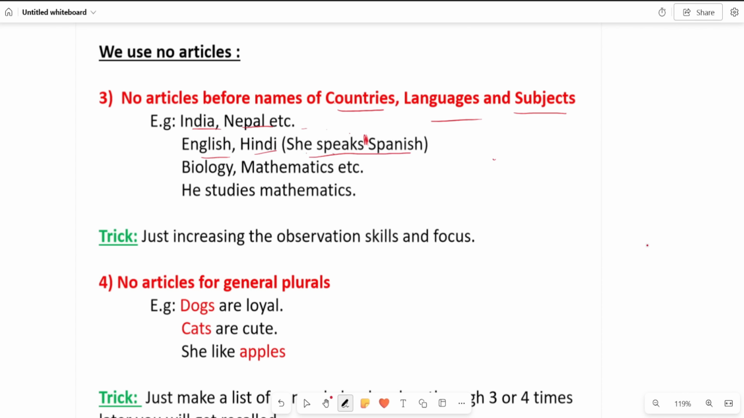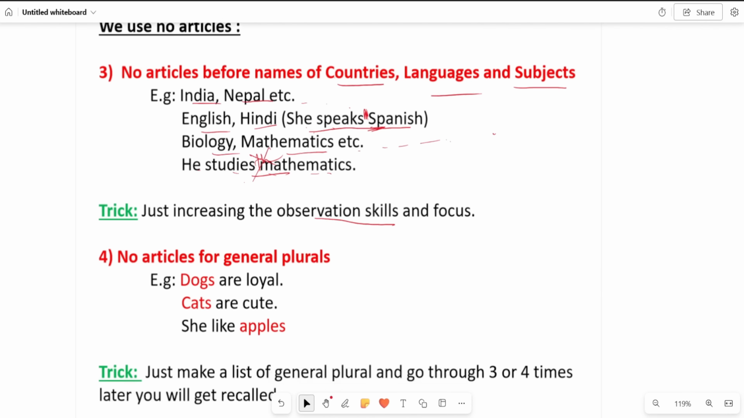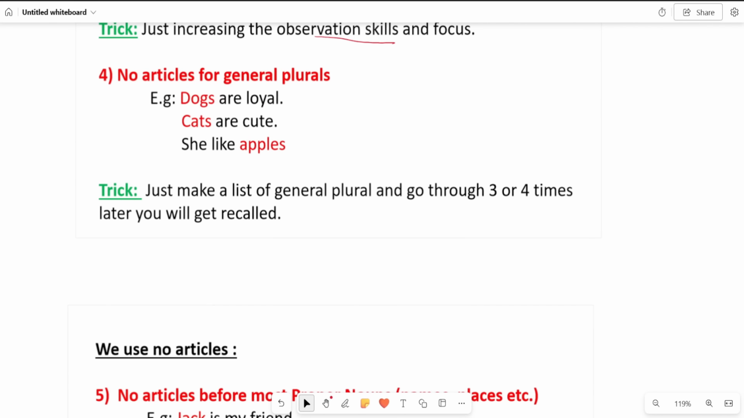For example, she speaks Hindi, she speaks English, so we don't use any article before these languages. Now biology and mathematics, and there are so many subjects we are having, so before those subjects also we don't use any article. He studies mathematics, that's it, we don't use any article. We don't say, "He studies the mathematics," right? Then what is the trick here? The trick is we simply need to observe. Wherever we talk, we have to observe and focus on what we are talking about.